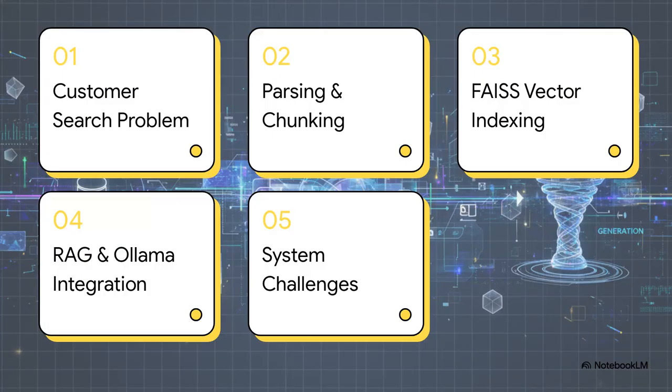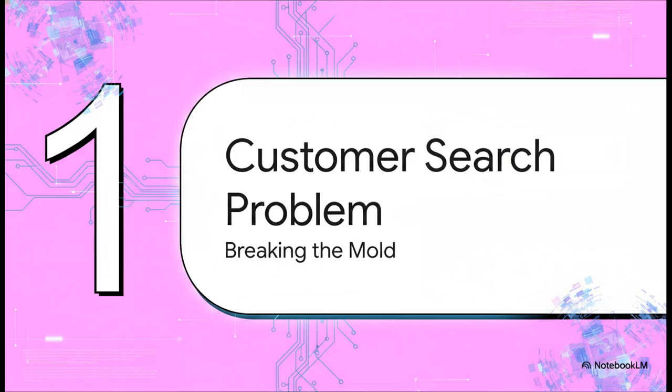Here is our roadmap for today. We're going to hit the customer search problem, move right into parsing and text chunking, explore FAISS vector database indexing, look at RAG and Llama integration, and wrap things up with system challenges and limitations. Okay, Section 1, the customer search problem, breaking the traditional mold.